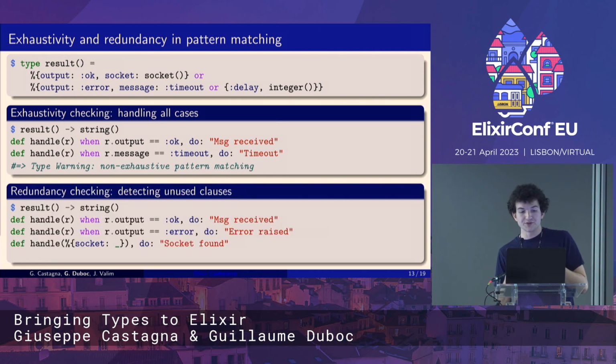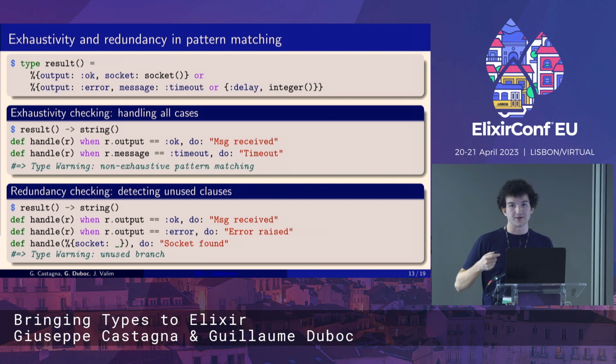Similarly, if you were to change this code and now correctly pattern match on OK, then on error, and if you were to write a third clause here that wants to do something when there's a socket inside of your result, well, this third clause is already matched by the first one, meaning that this is an unused branch. You would also get a type warning pointing out the exact branch that is never going to be considered, never going to be entered.